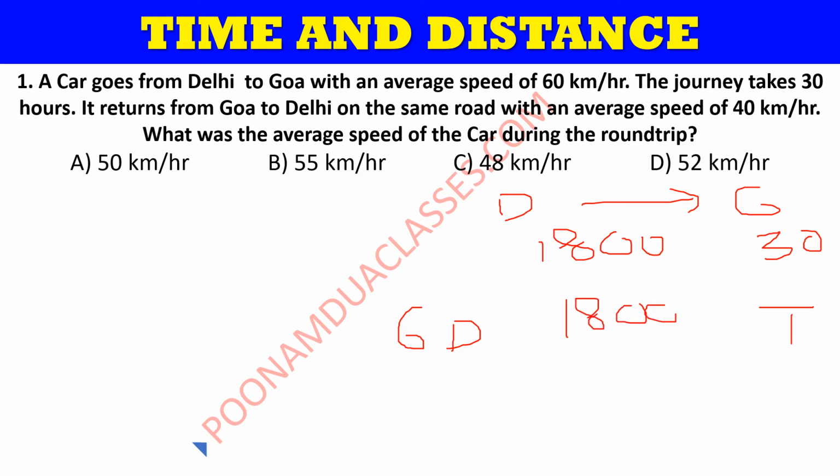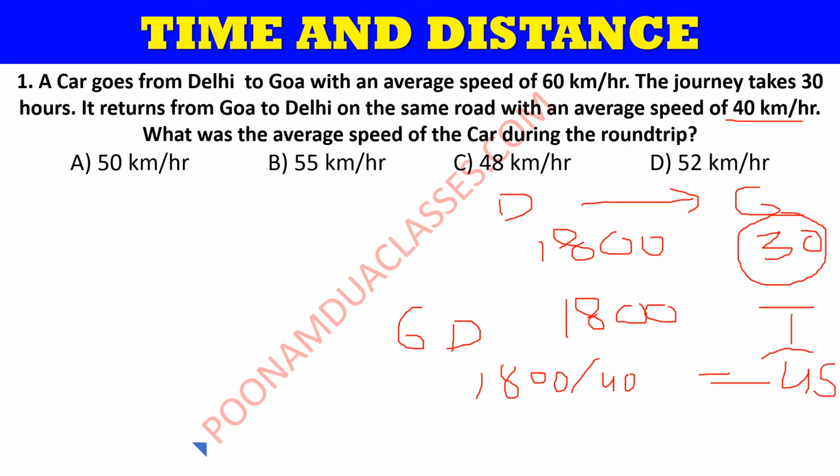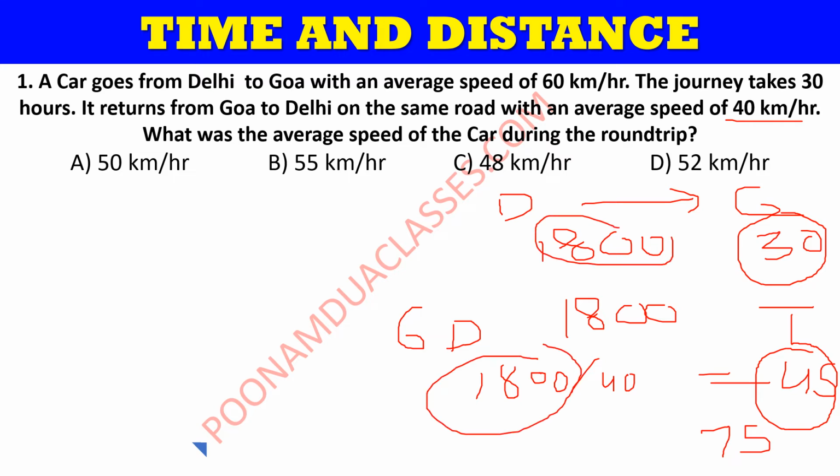Distance will remain 1800. So what will be the time? Time will be 1800 divided by 40 because distance upon speed is the time. So 1800 divided by 40 will be 45. पिछला टाइम हमारा क्या था? 30 और गोवा टू दिल्ली की जर्नी में हमारा टाइम है 45. That means कि total 75 is our time, 75 hours, and total distance is 1800 plus 1800, that is 3600. So 3600 divided by 75. That will be our answer, which is 48 kilometer, option C.